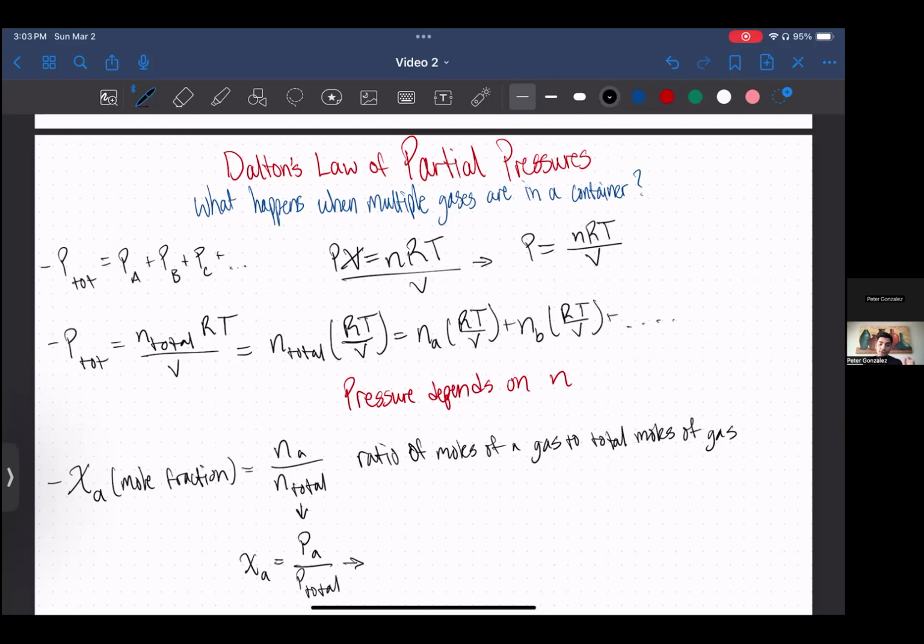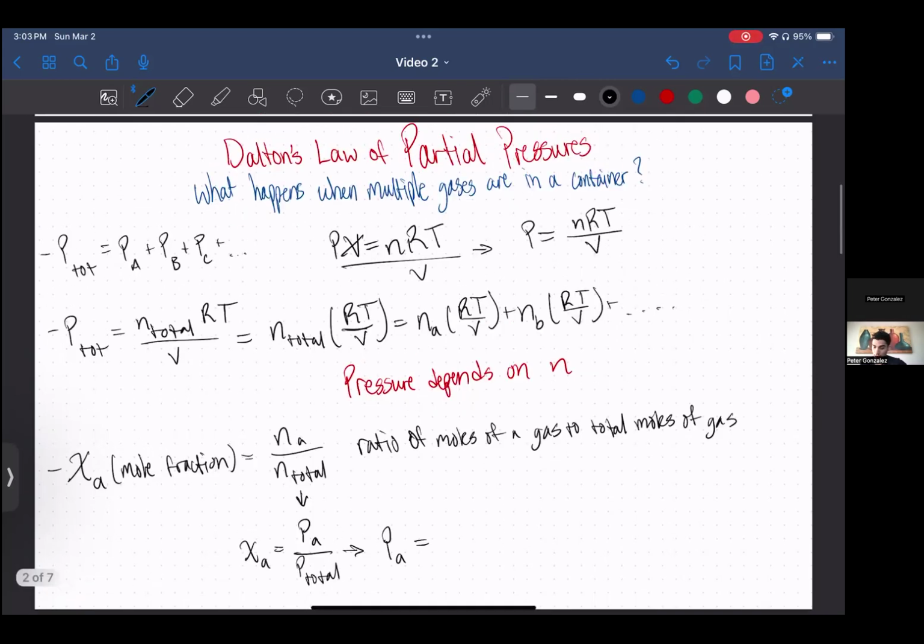And so now if we isolate just for the pressure of the gas, that's really what we want to find. We eventually want to be able to say, if I have four gases in this system, how much pressure does just hydrogen exert in this system? So if you want to find that, we just multiply by the total pressure, and you find that the partial pressure of a gas will be equal to the total pressure in that system multiplied by the mole fraction, or what ratio of the total moles this one gas contributes to.